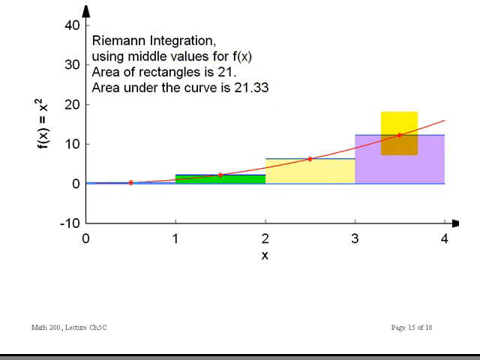And here, using the middle values, we got 21, and 21 1/3 was the actual area. So even with this crude partition, you can see that it works, and I think you get the idea that as you let the number of subintervals increase, you will get a better fit to the curve.